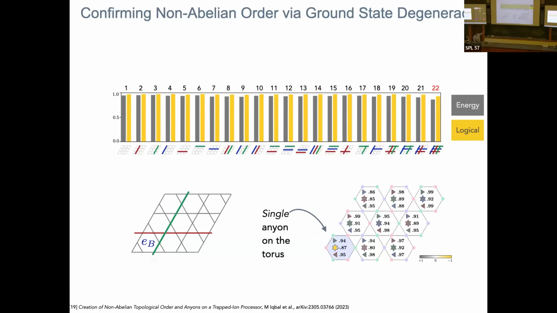Okay, and this is something we actually knew, for example, even for these Ising anions, p plus ip on the torus. We didn't have this language, but it's very clear over here because of these stabilizers.